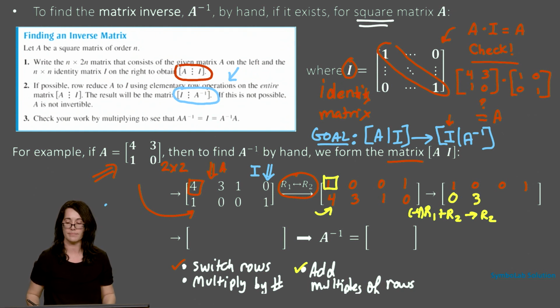So that changed. 0 times -4 is 0, plus 1. That's 1. And 1 times -4 is -4 plus 0. That's going to be -4, isn't it? So this is our new matrix at this point. Well, we've gotten very, very close now. There is only one problem. That's right. This 3 in entry 2-2 should be a 1.